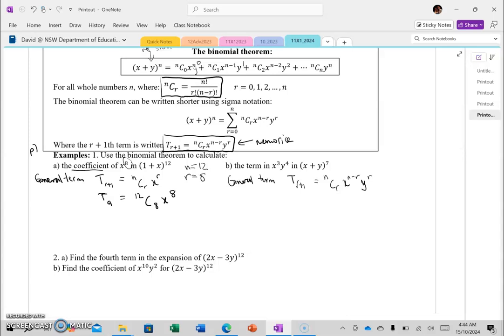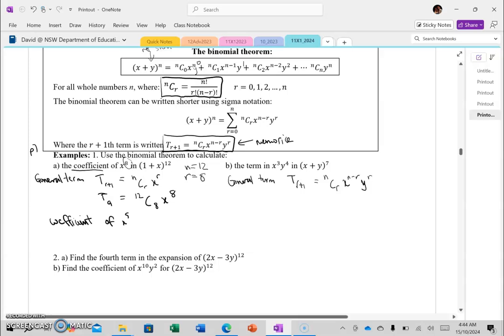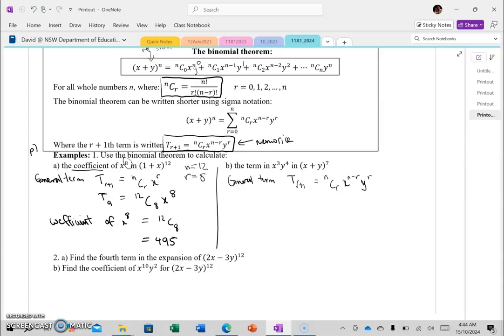We want the coefficient, so the coefficient of x to the 8 is going to be equal to 12C8, which is 495. So you can see using this nCr is very, very powerful. Imagine writing out Pascal's triangle all the way out to the row that starts off with 1, 12. It would be a huge triangle, so this nCr is very helpful there.